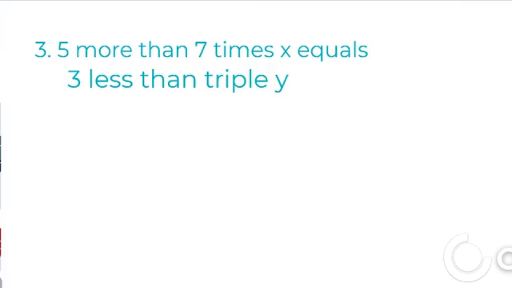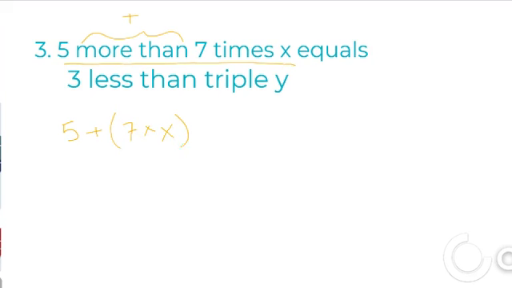Moving on to the last problem, we see 5 more than 7 times x equals 3 less than triple y. This might seem a little bit daunting at first, but all we have to do is break it down. So the first thing we see is 5 more than 7 times x. More than refers to addition. So it's going to be 5 more than something else. So the second part of this is 7 times x. So all that is 7 times some number x.